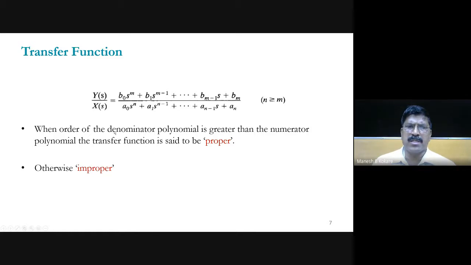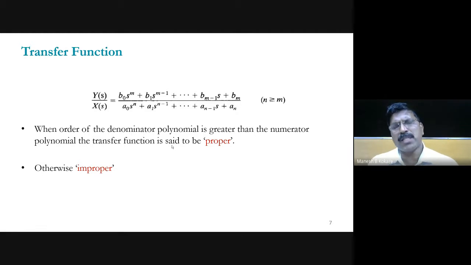What is meant by order and type, we'll see later on, but the highest power of s in the denominator is the order of the system. So this is the denominator polynomial and this is the numerator polynomial. The order of the denominator polynomial is n, and the order of the numerator polynomial is m. So when the order of the denominator polynomial is greater than or equal to that of the numerator polynomial, meaning n is greater than or equal to m, then that transfer function is said to be a proper transfer function.